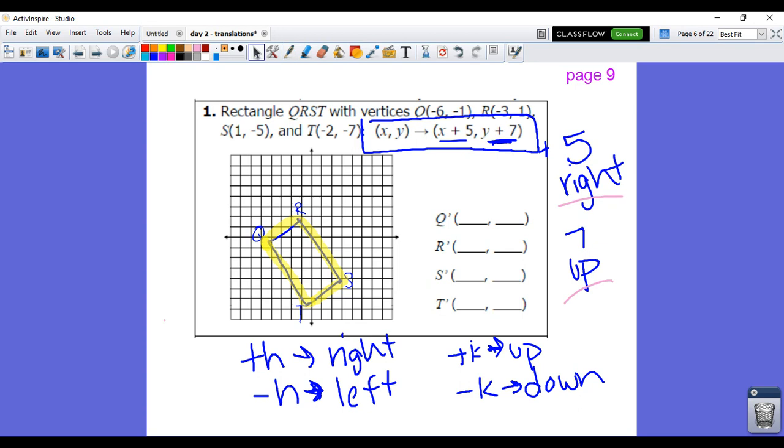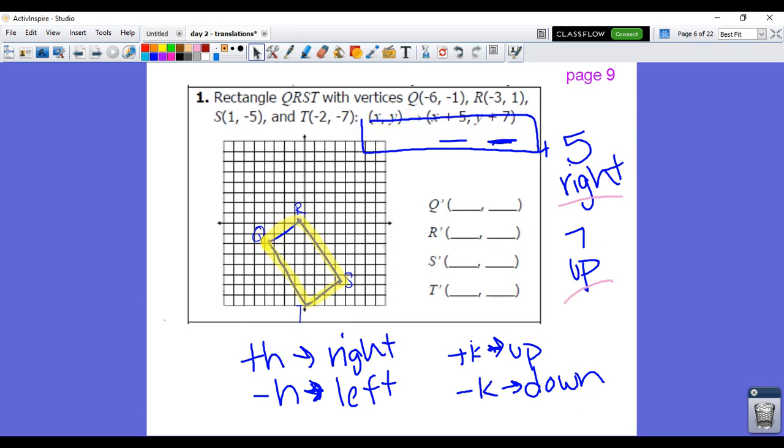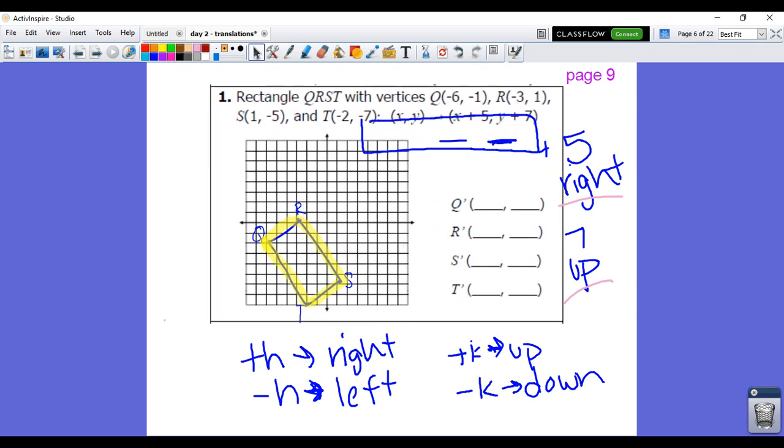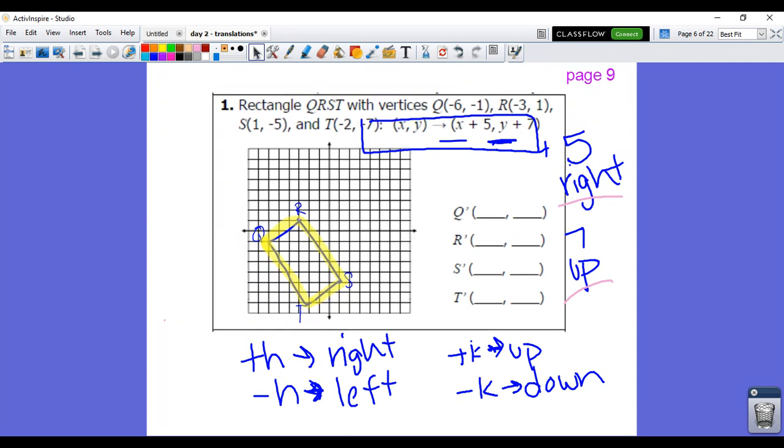Okay, that's not in the right spot. Negative 1, 2, 3, up 1. Okay, so that's where it was originally. So we're going to go 1, 2, 3, 4, 5 units to the right, 1, 2, 3, 4, 5, 6, 7 units up. We would graph that point, and we would label it R prime.